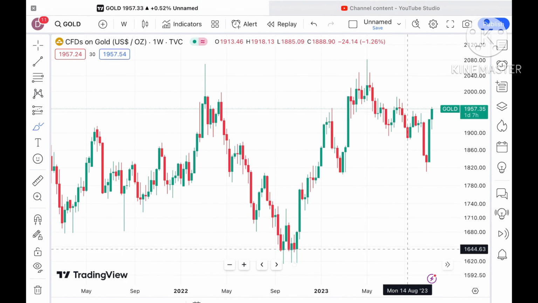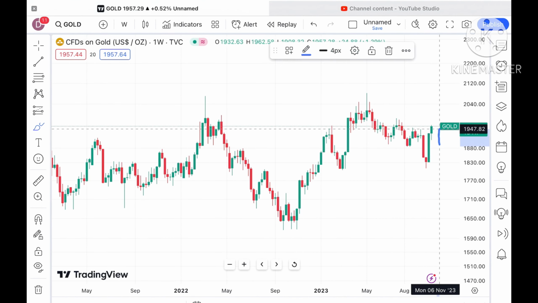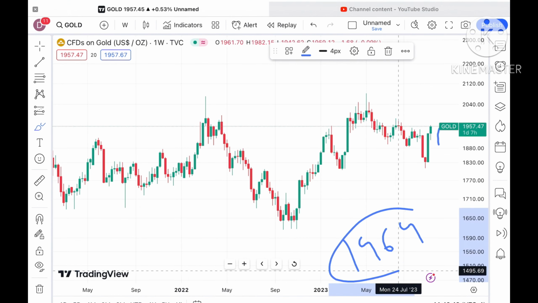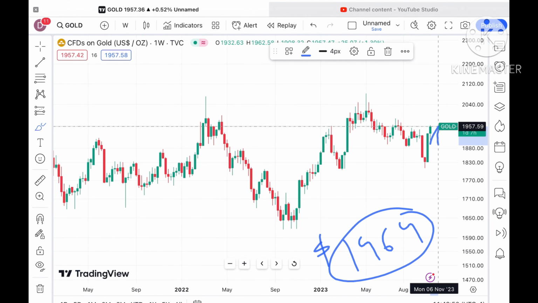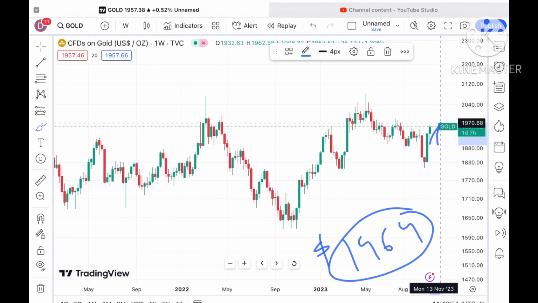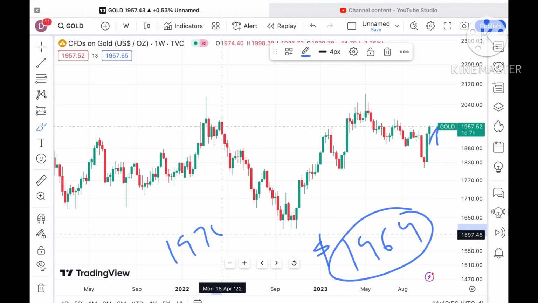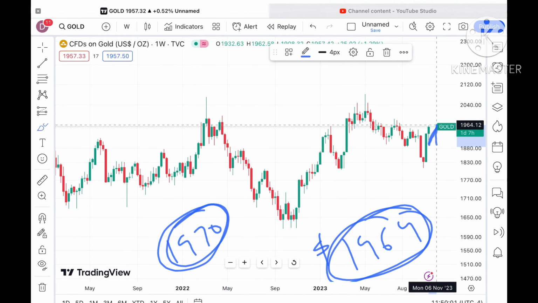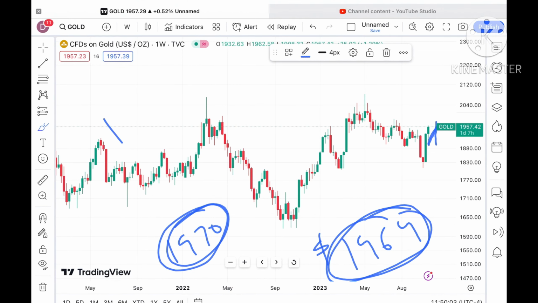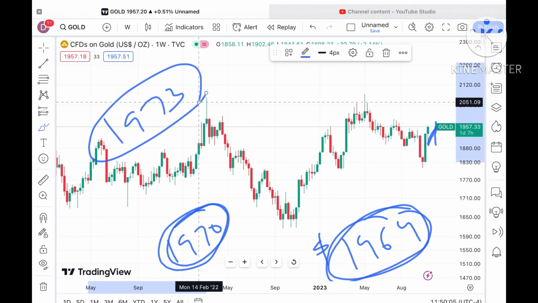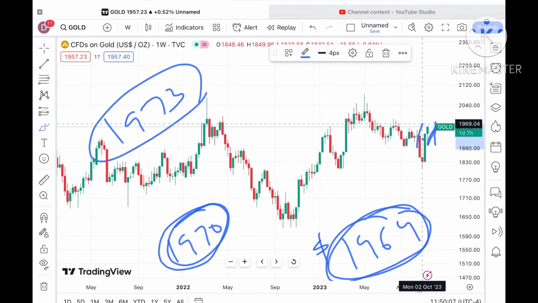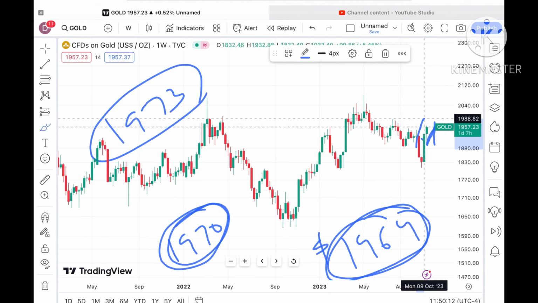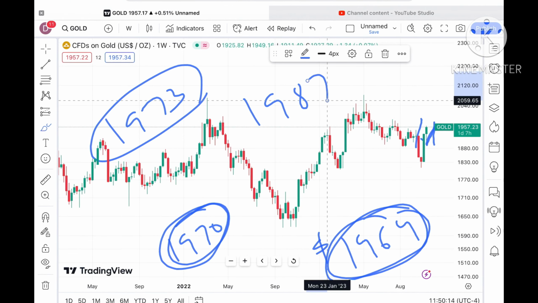Suppose the price sustains this level, we can see it go towards a level of around $1964. This level is already being tested here, so chances are high it can go further upside, and chances of touching a level of 1970 are there. If the price moves above that level, then we can see a level of $1973. And if the price moves above that level, chances of going towards around 1980 we can see, and then from there a level of $1987.